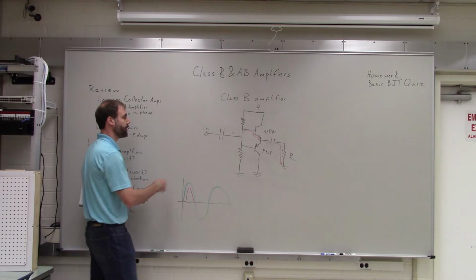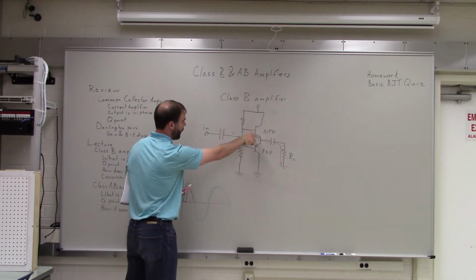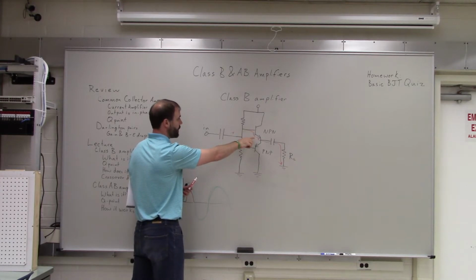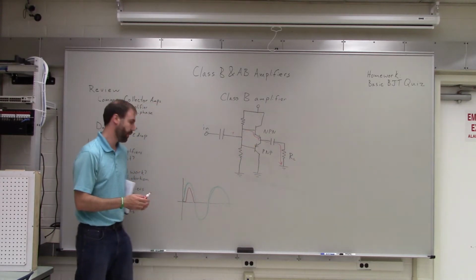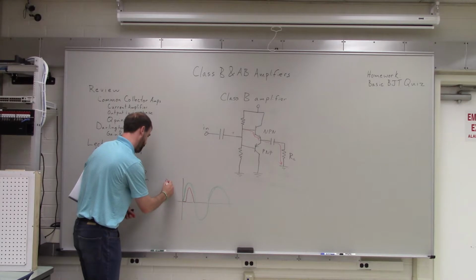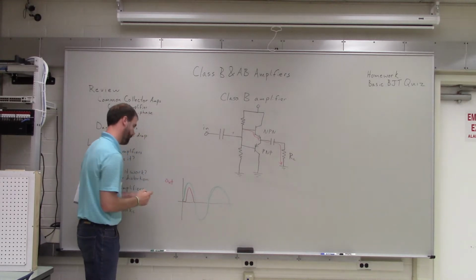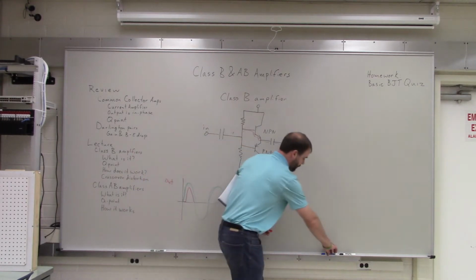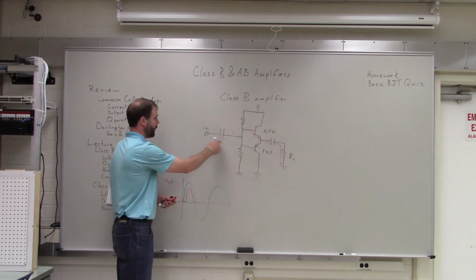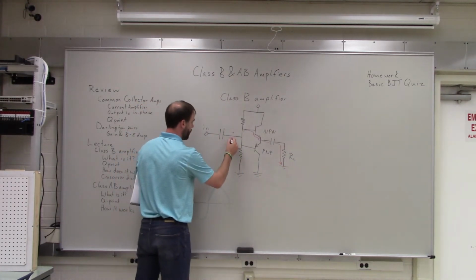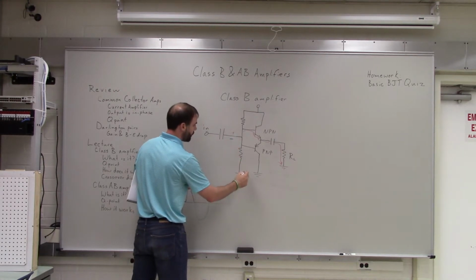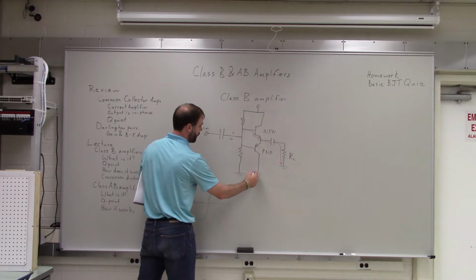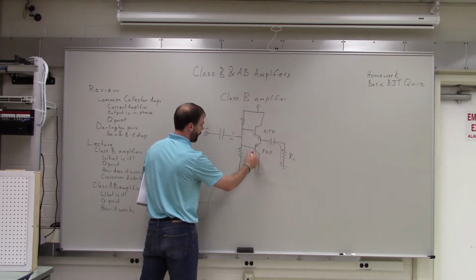So the output is always trying to be about 0.7 volts lower than the input. But when the input is less than 0.7 volts, the output doesn't flow at all. When the input goes negative, then current flows this way. It flows up from the ground.